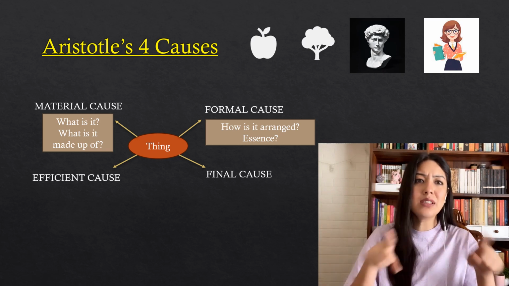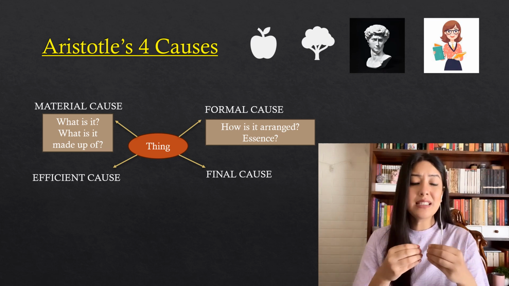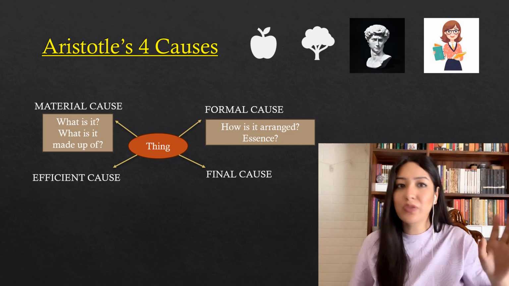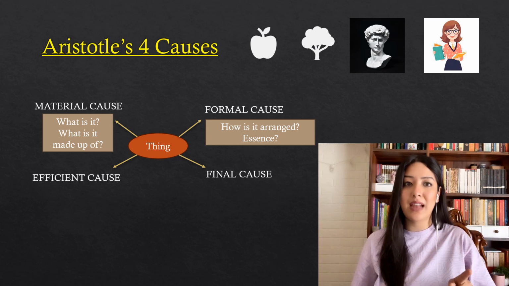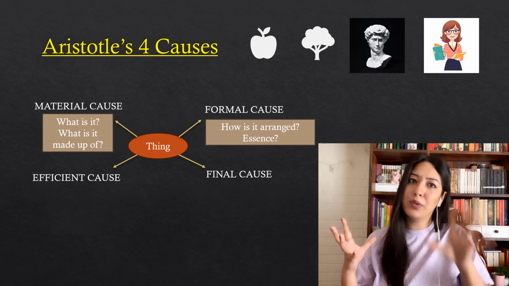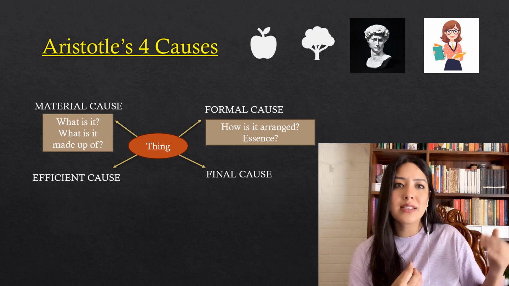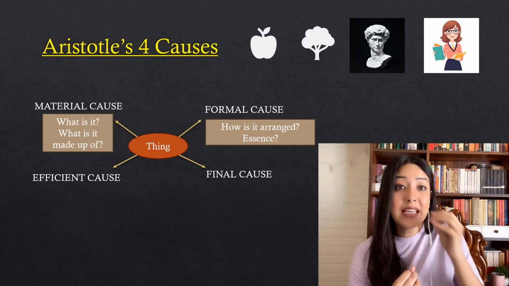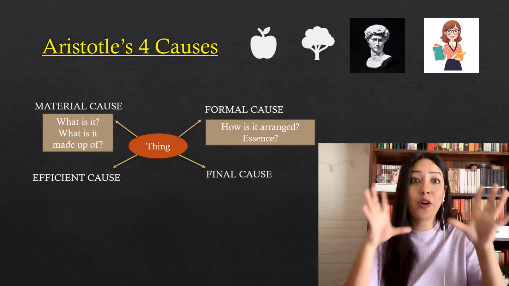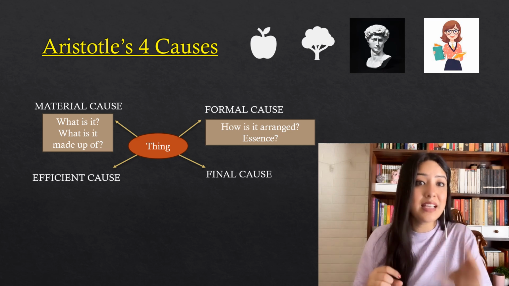Form of a table, how is it made? What is the form of a table? An apple, what is the form of an apple? What is its essence? What makes us, no matter in what part of the world we are, look at an apple and know it's an apple? Green apple or not, whatever, we look at an apple, we know it's an apple. We look at a mango, we know it's a mango. Dogs can be of different breeds, but the essence of being a dog is in every one of them. A dog has a particular form. So the formal cause: how is it arranged? What is the essence of the thing?